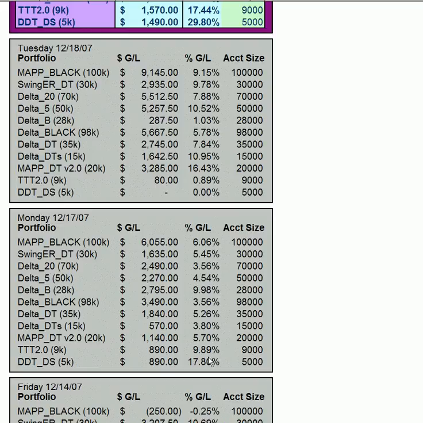Other standouts: On Monday, where of course the delta B tends to zig when others are zagging, maybe only putting up 5% gains. So the delta B, no big surprise there, it doubles the gains of most of our other portfolios. Triple threat trader up 10% on Monday.